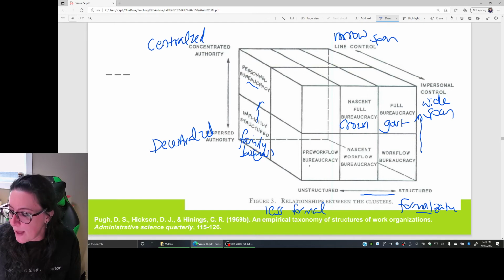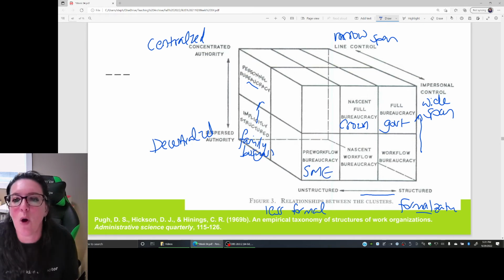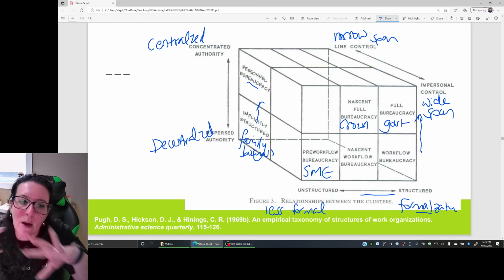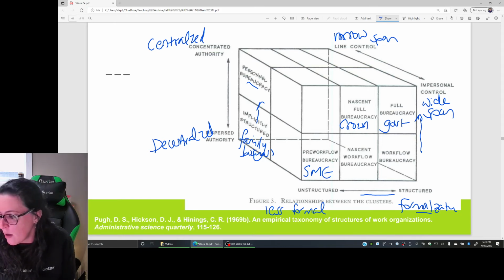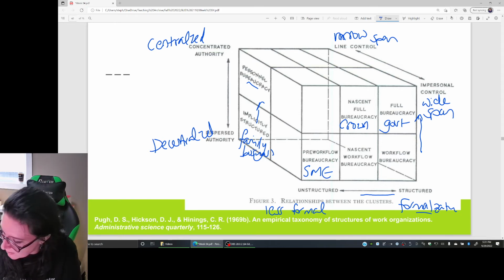We can compare that to an SME, a small or medium enterprise. So small business here or medium business. Notice that, again, they're still going to be less structured, less formal. Okay. Here we're getting a wider span than, say, with the family business, but we're still more decentralized in our approach. And we can then look at large-scale manufacturing. That would be this workflow bureaucracy.